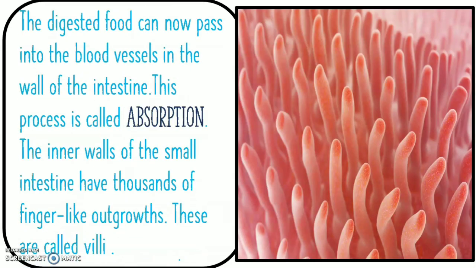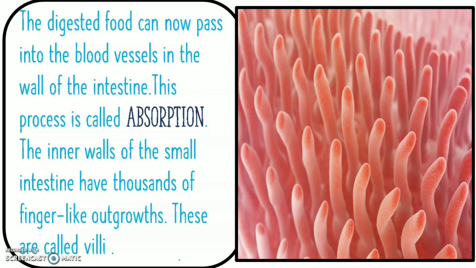The digested food can now pass into the blood vessels. So the digested food will now pass into the blood vessels in the wall of the intestine, and it will be absorbed. So this process is known as absorption.